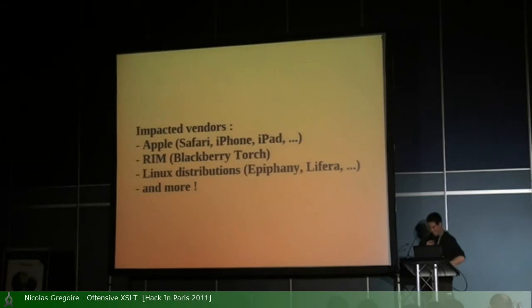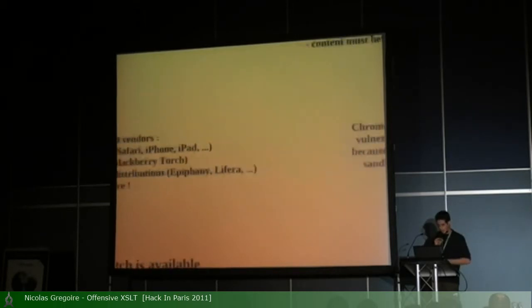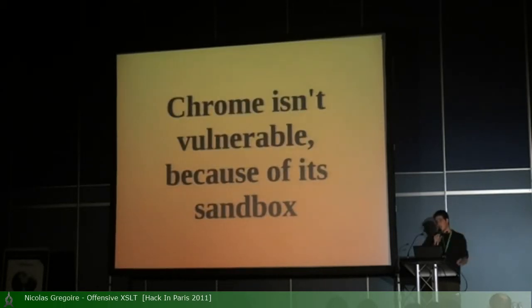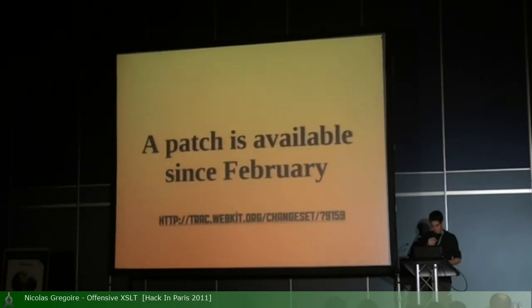And many Linux distributions, because WebKit is used in, for example, Epiphany, which is a browser from the GNOME project. It's used in Liferea, which is an RSS reader, and you have a lot of applications using that. Chrome is not vulnerable, even if it uses WebKit, because of the sandbox, which restricts access to the file system. So it's a good thing. Defense in depth is always a good thing.